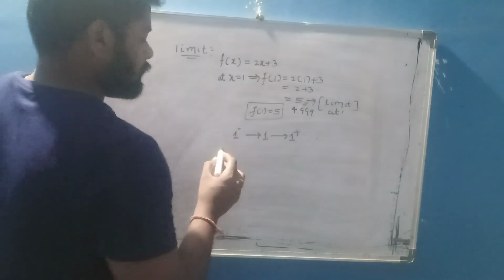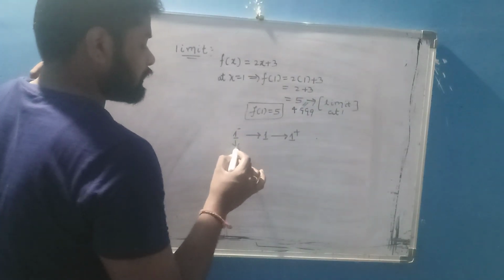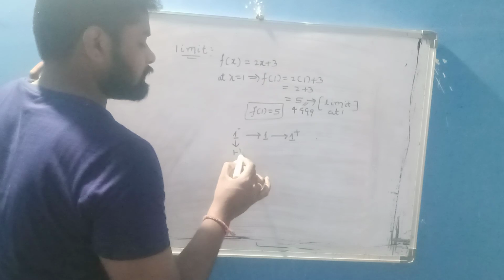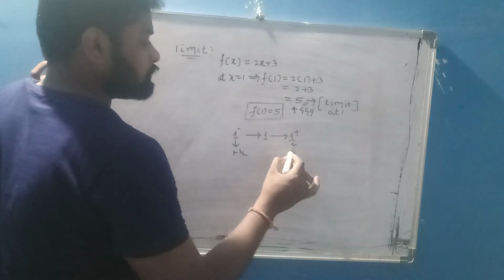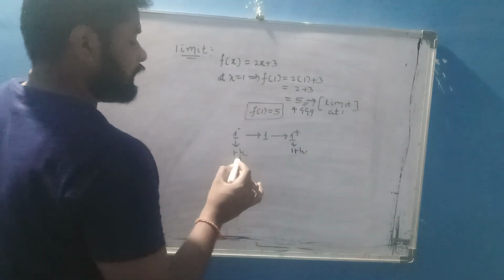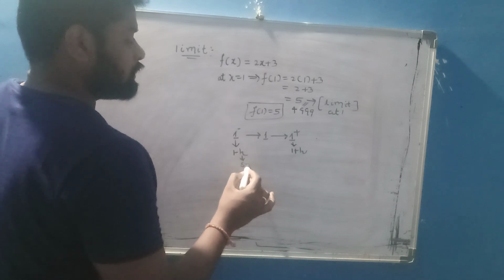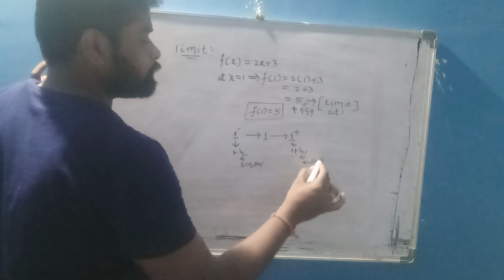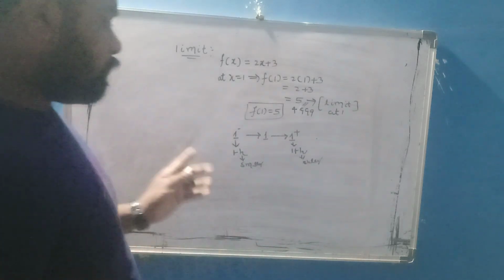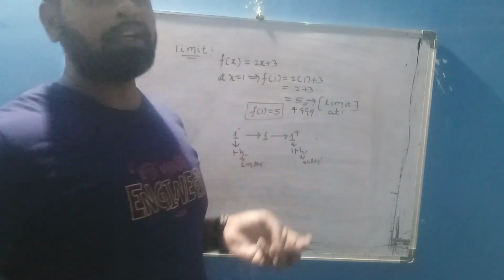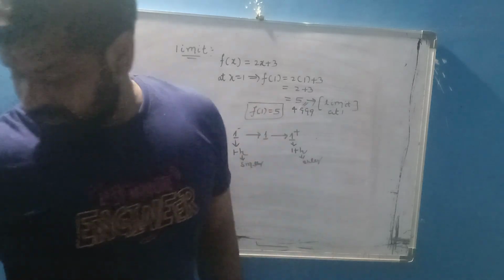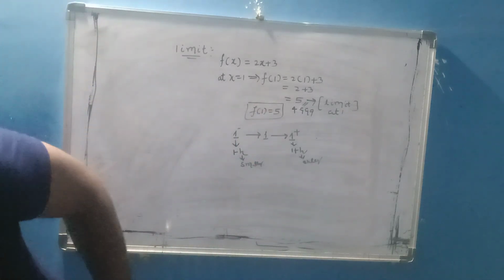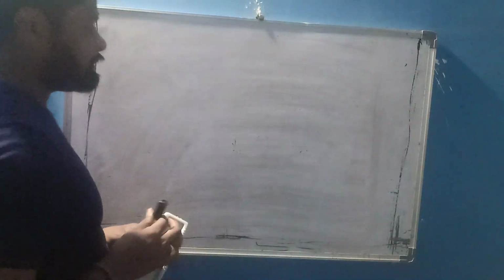I am taking f of 1 minus, that is 1 minus h. Here 1 plus means we are taking 1 plus h. h is a smaller value. By using these two cases, what is the behavior of the function? In the definition also we are taking like this.